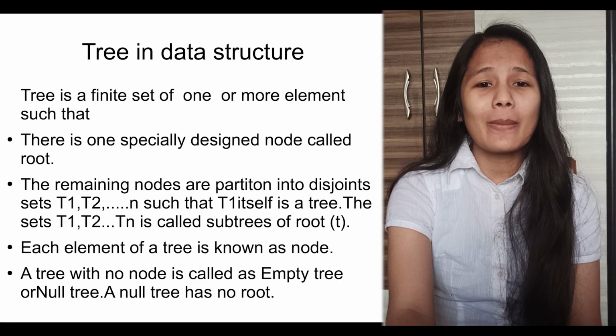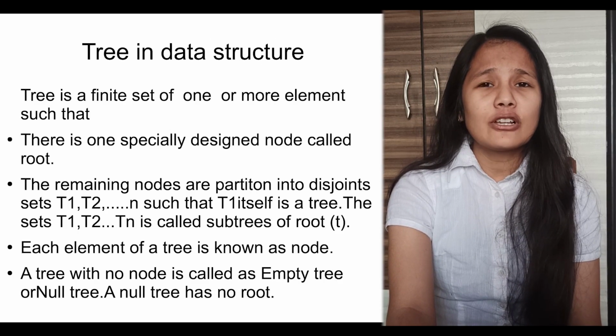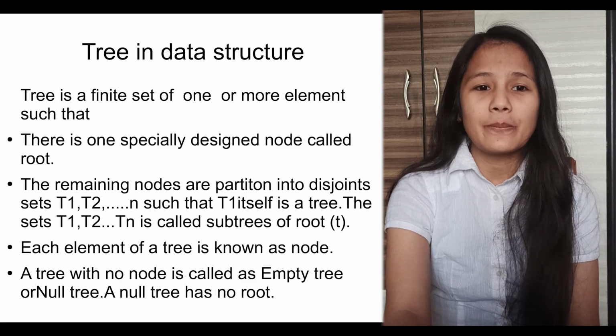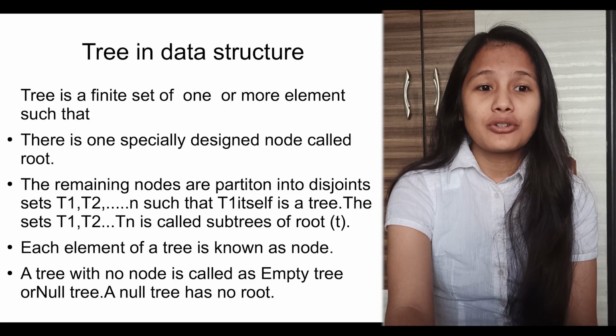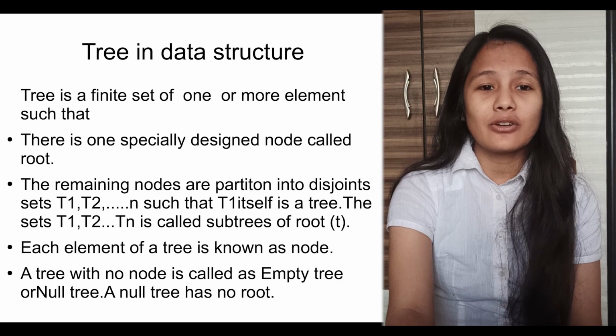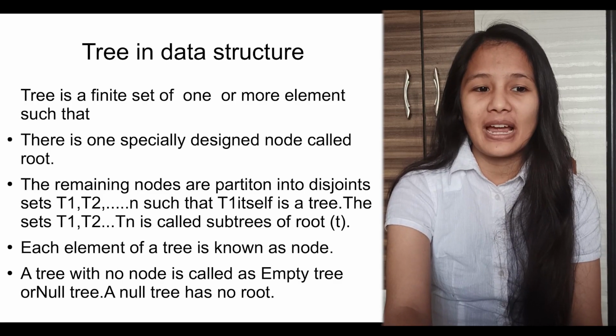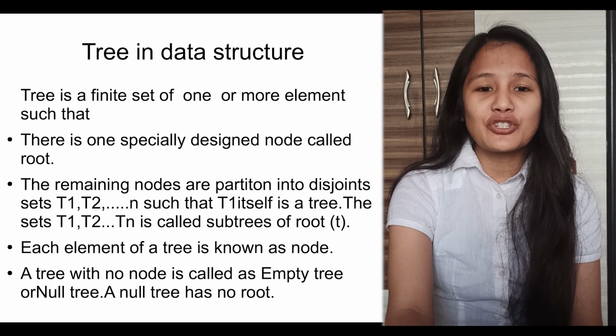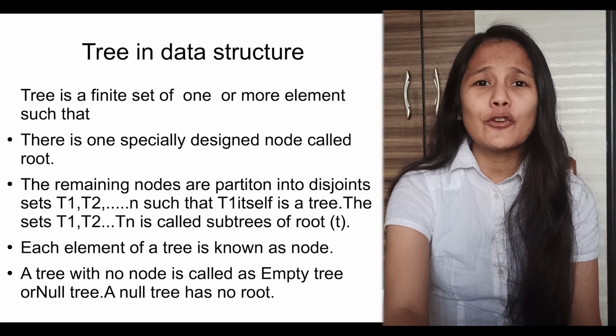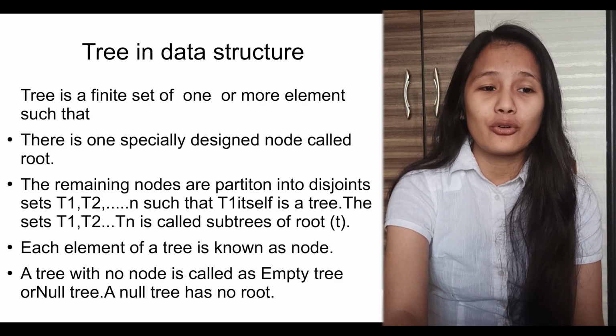Today we are going to talk about traversal of tree. First of all, we'll talk about what is tree. A tree in data structure is a finite set of one or more elements such that there is only one specially designated node called root. As we all know, a tree has only one root.